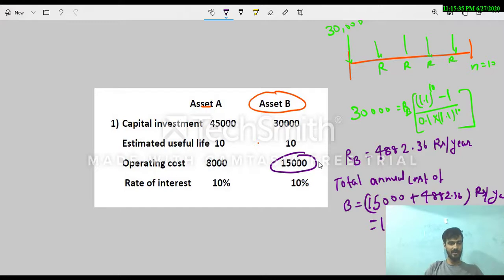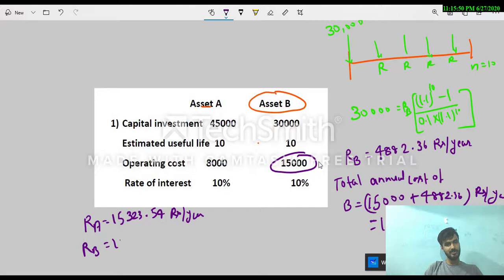per year. So already I have written RA, that is equals to 15,323.54 rupees per year, and my dear student, you have got RB, that is equals to 19,882.36 rupees per year.